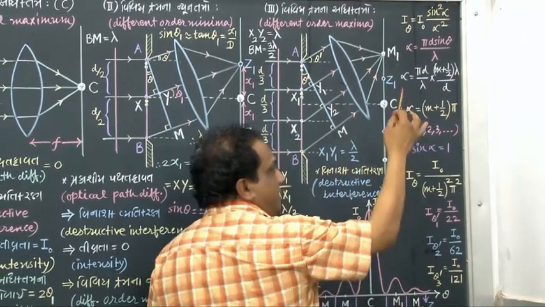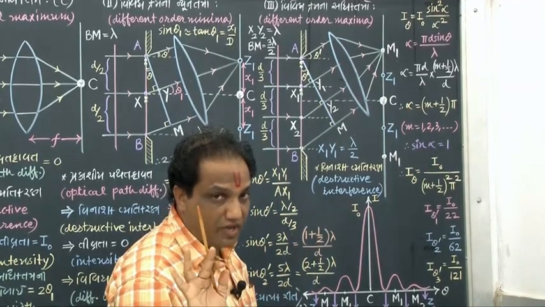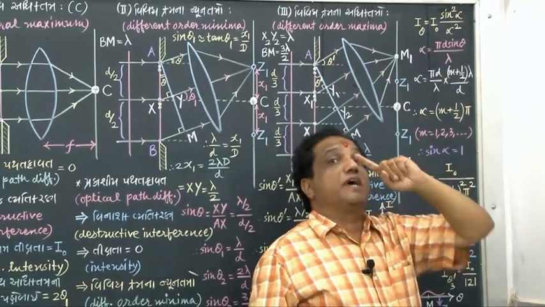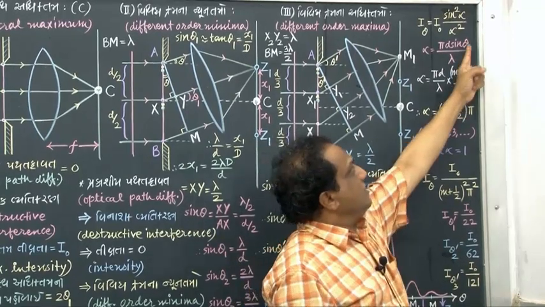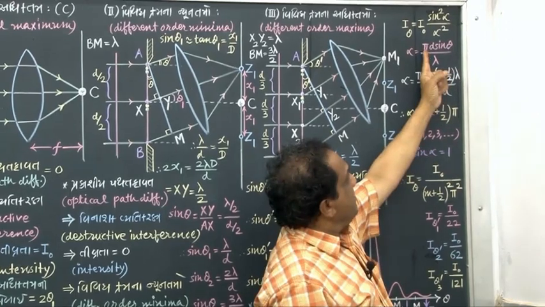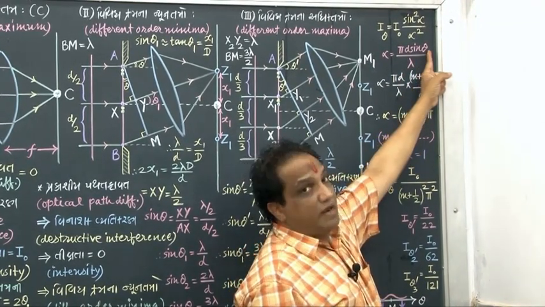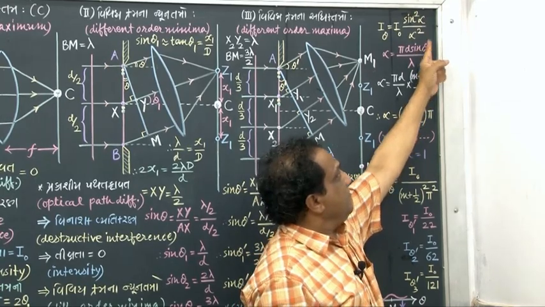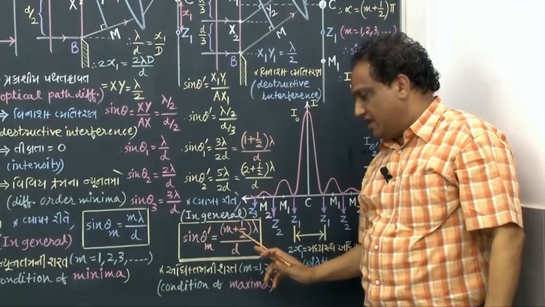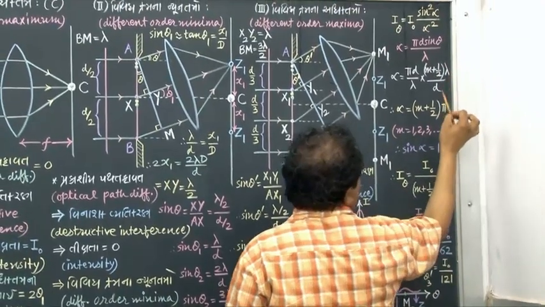Wait. Let me derive one simple formula. They have not derived it in the textbook, but it will be helpful to you in the numericals. Let me apply this formula for the mth order maximum. Then instead of theta, you write theta m dash. This pi d upon lambda stays as it is. Instead of theta, you get sin theta m dash. Sin theta m dash is how much? M plus 1 by 2 into lambda upon d.